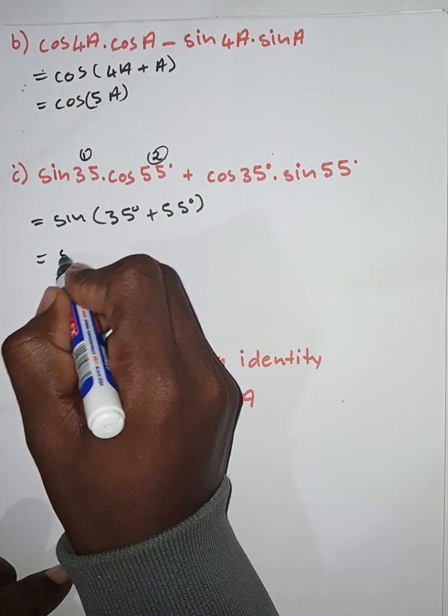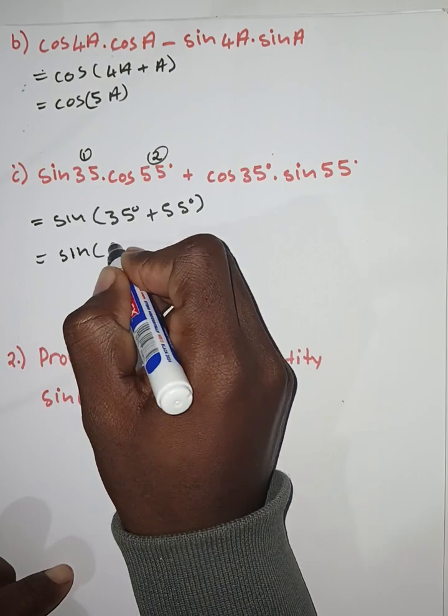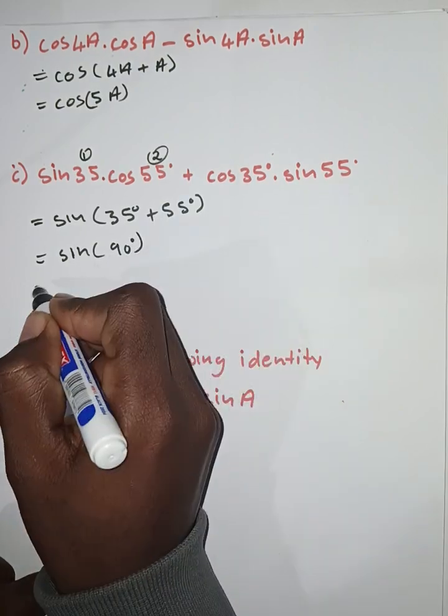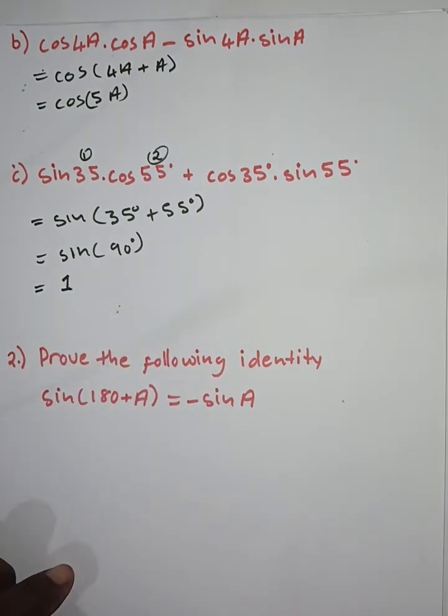And we know that sine of 35 plus cos 55 would get a 90. And we know that sine of 90 gives us a 1. So that would be the answer, the simplified version of all of that.